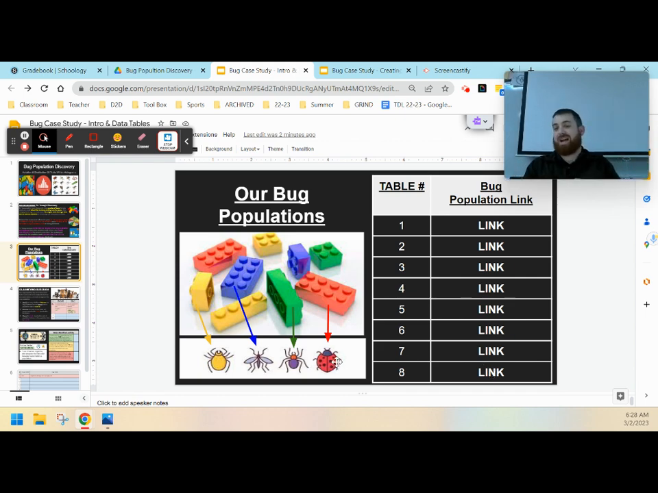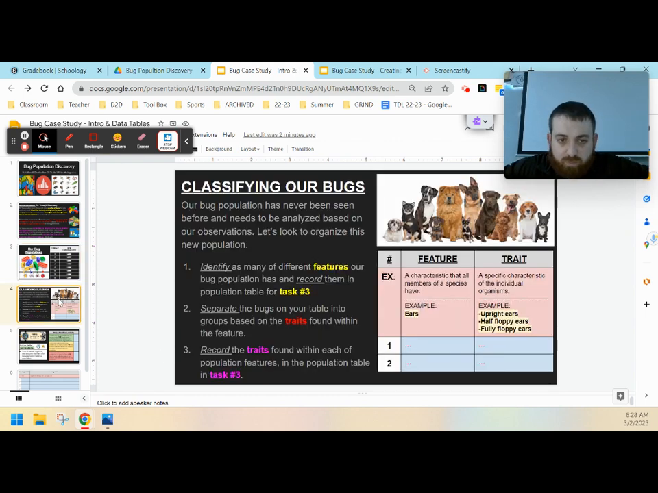So, how are we going to help Dr. Young and analyze these populations of bugs? Well, we're going to start by classifying our bugs. Our bug populations have never been seen before and need to be analyzed based on what we observe. So, we're going to organize our new population of bugs. The first thing we're going to do is identify as many of the different features our bug population has and record them in our population table in task 3.